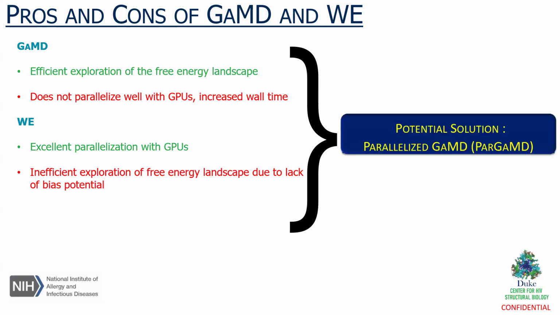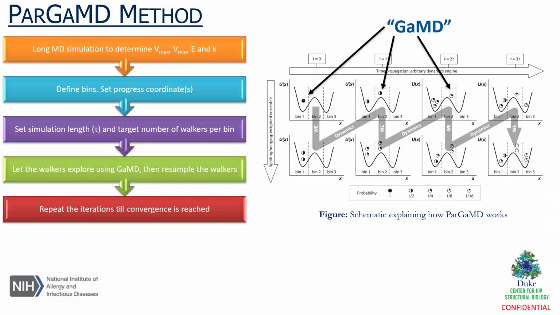So this is where a potential solution comes in, where we marry the efficient exploration of GAMD with the parallelization of WE, which forms a hybrid method called the parallelized GAMD method, or ParGAMD. The working of ParGAMD is very simple.